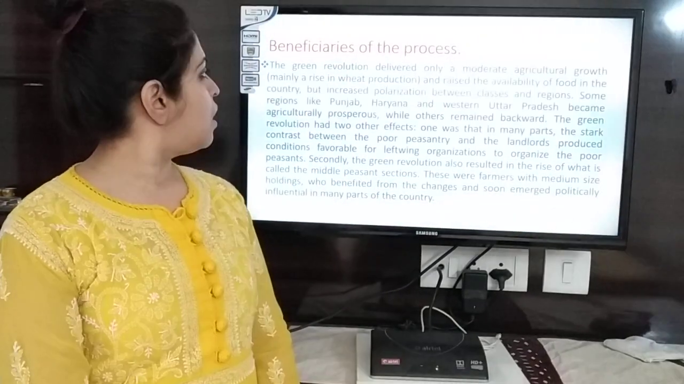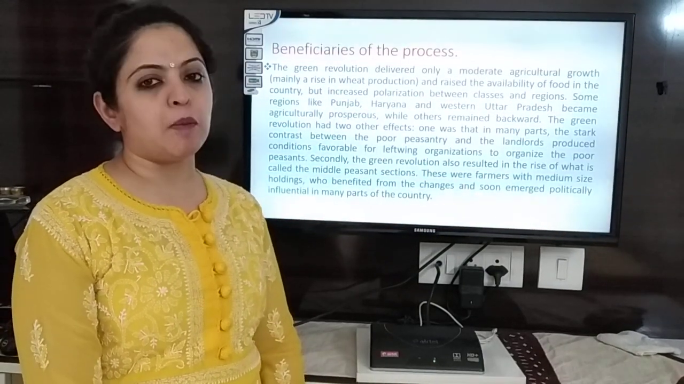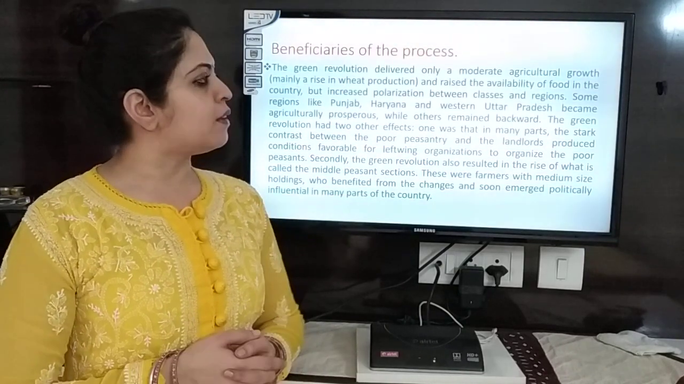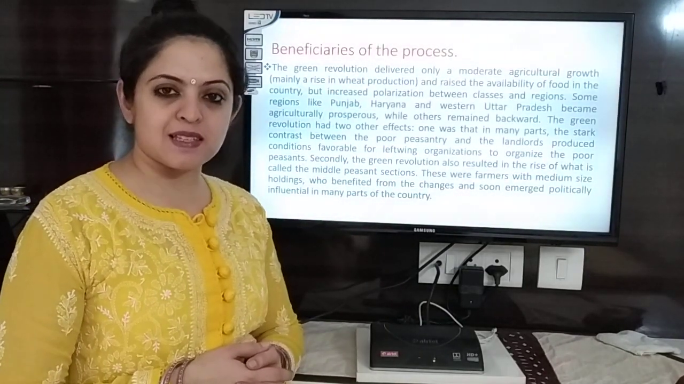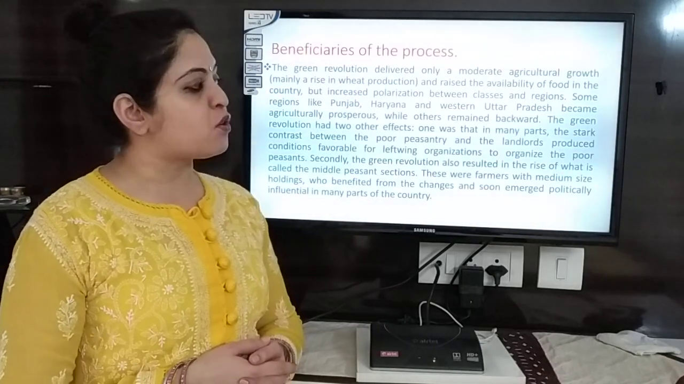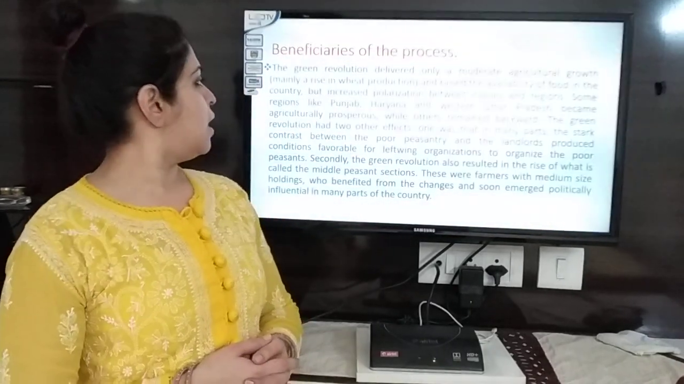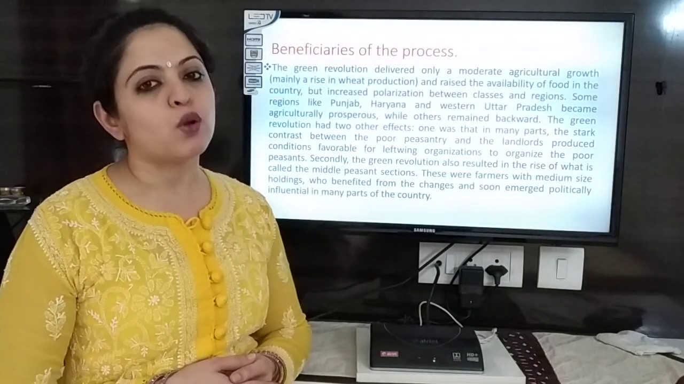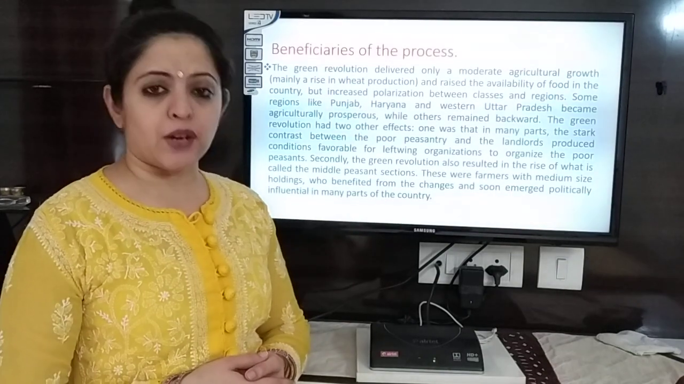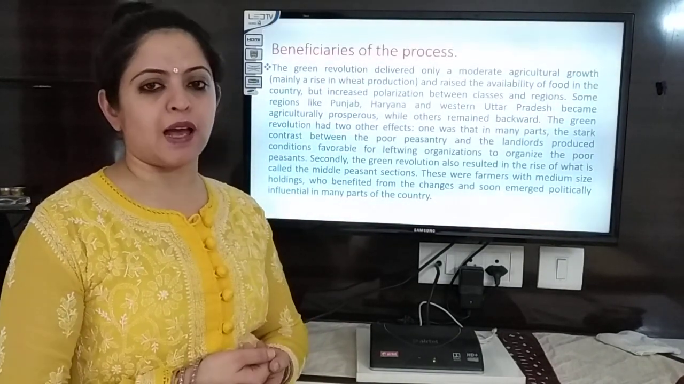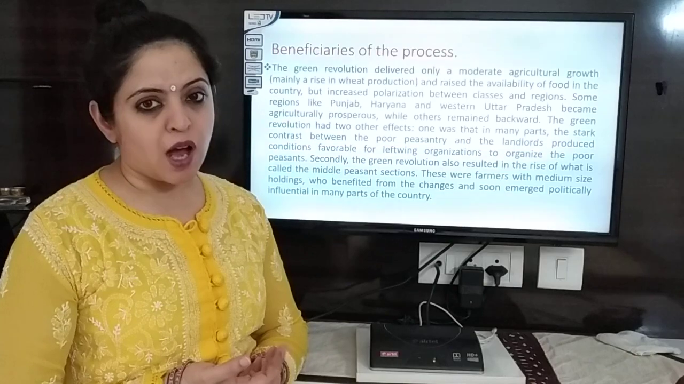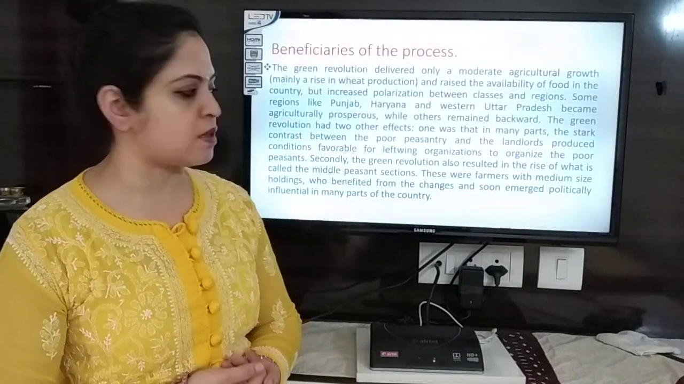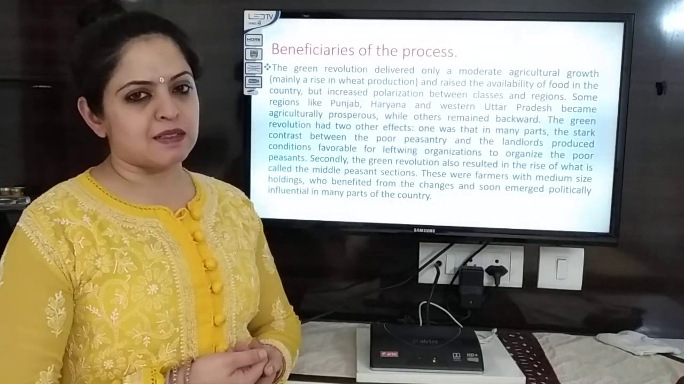So moving on to our first slide, let me read a passage for you from the NCERT textbook, Beneficiaries of the Process. The Green Revolution delivered only a moderate, that is kind of an average, you can say, effect on the agricultural growth, mainly a rise in the wheat production, and raised the availability of food in the country, but increased polarization between classes and regions. Some regions, basically towards the north, like the states of Punjab, Haryana and western Uttar Pradesh, became agriculturally prosperous, while others remained a little backward.